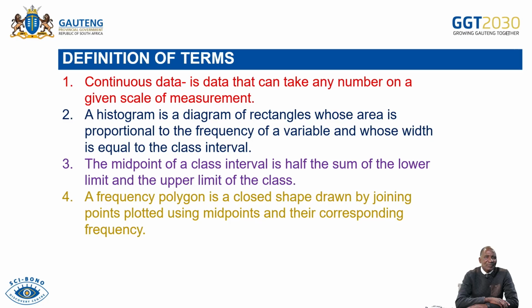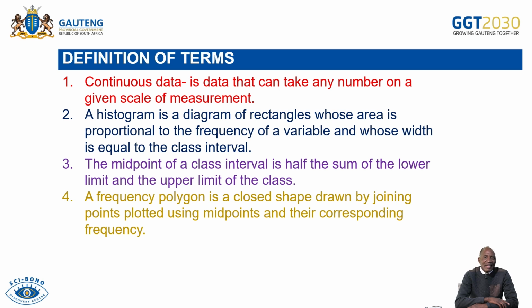Right, we are going to define some terms here. Terms like continuous data. What do we mean by continuous data? This is information or data that take any number on a given scale of measurement. In other words, we're not only taking whole numbers in continuous data, we are also taking decimal numbers. For example, when you talk of distance, we don't measure distance only in whole numbers, as in counting numbers 0, 1, 2. We can also have 1,5 kilometers. In other words, we have fractional values involved there.